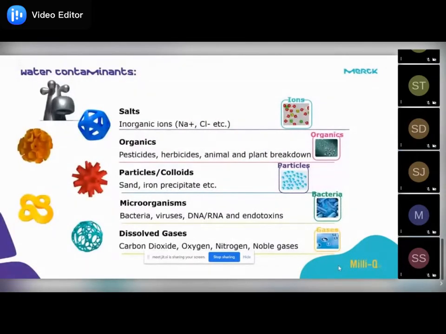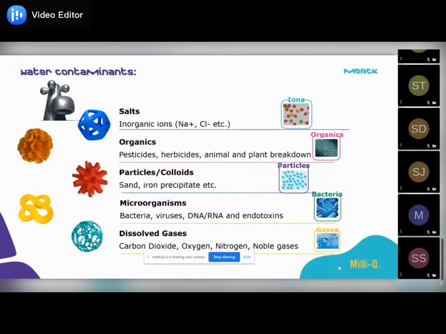So these are the 5 major contaminations of water. This starts from the salts, which you can also talk about in terms of ions. Then there are organics, which definitely may create a lot of problems in our experiment. Another one is particles, and microorganisms, which we all know may create a lot of problems. Whenever we are working in microbiology, making media preparation and buffer preparation, if our water itself contains microorganisms, that may create problems. And dissolved gases are also a problem.